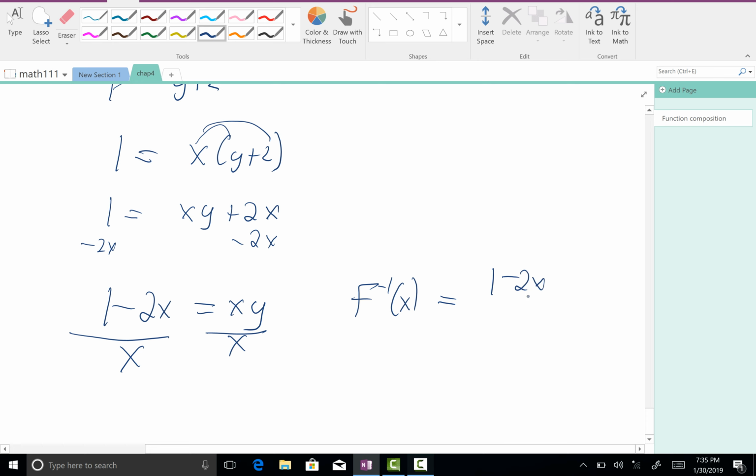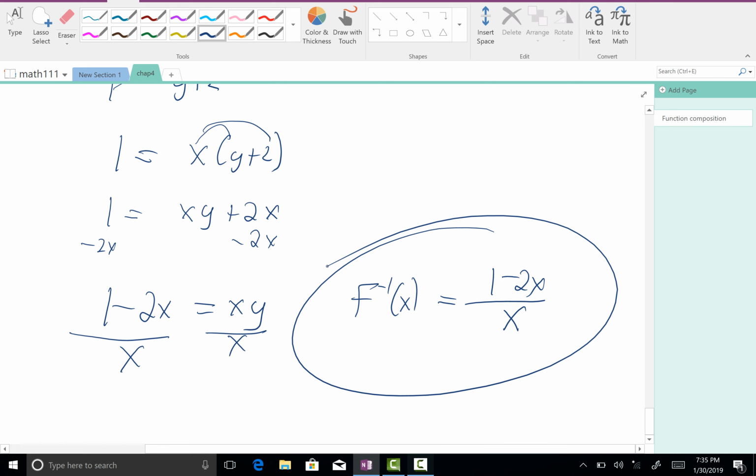1 minus 2x divided by x. Okay. Now that would have been tougher to do the other way. So when they're like this, when you get a rational, you're better to try doing it that way. Okay? It's just hard to do it the other way, but those easy ones you could. Okay, but setting it equal to y, switching the x's and y's, and then solving for y works really well every time. Okay?